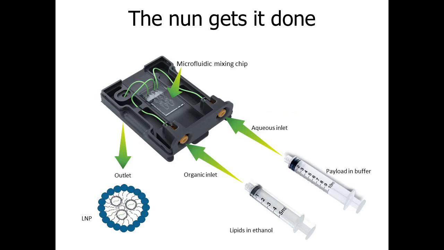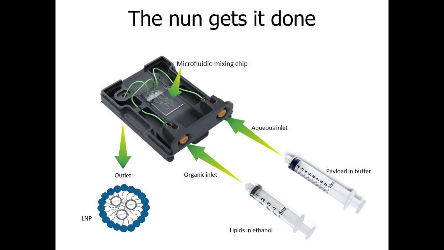So how do we do this? Well, the Nun gets it done. Here is a closer look at the inside of the Nun. You simply place an organic solution containing lipids and an aqueous solution containing your payload into luer-lock syringes. Then you lock the syringes into the Nun. Your solutions are injected into the microfluidic mixing channels of the Nun cartridge. Our patented design causes the two fluids to mix in a controlled and reproducible way, resulting in homogeneous and loaded LNPs. You can use a wide range of both payloads and lipid chemistries to get great results every time.